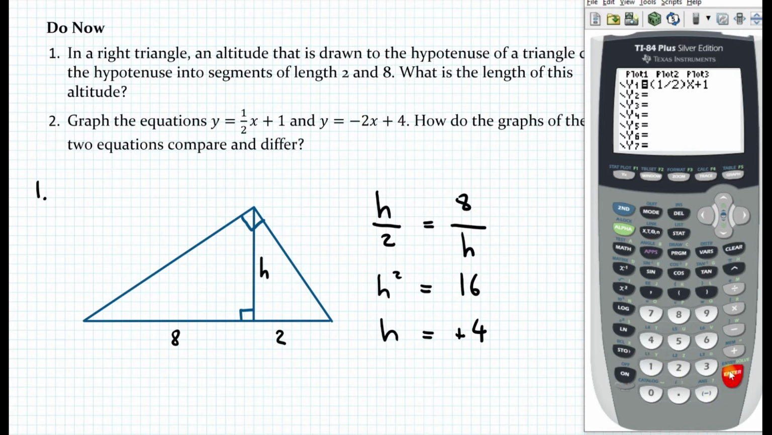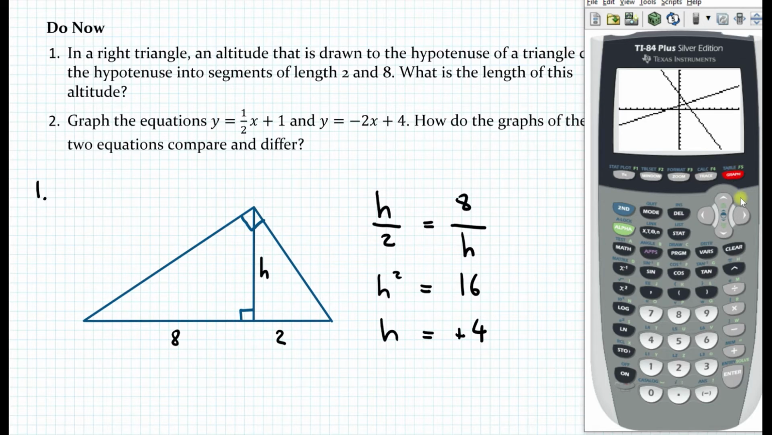Enter. Now for the second equation, we write negative 2x plus 4. Okay, and then press enter. Once we're done, we can now press the graph button and graph these two equations, okay?